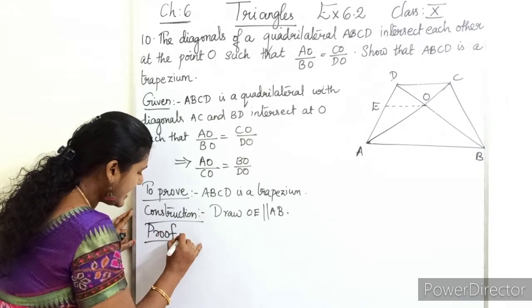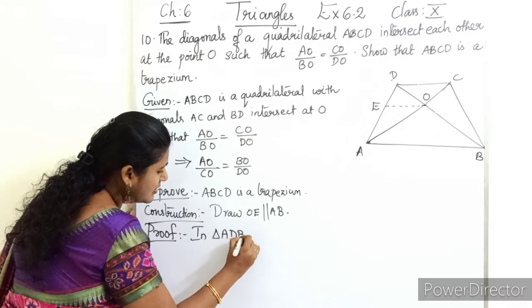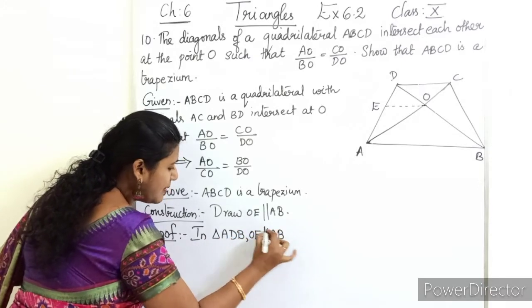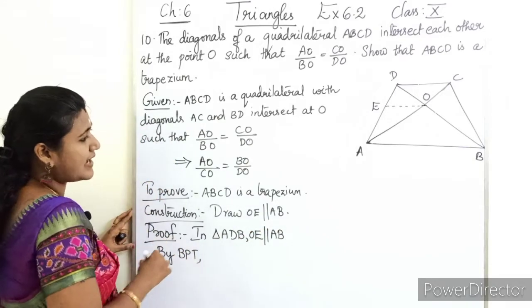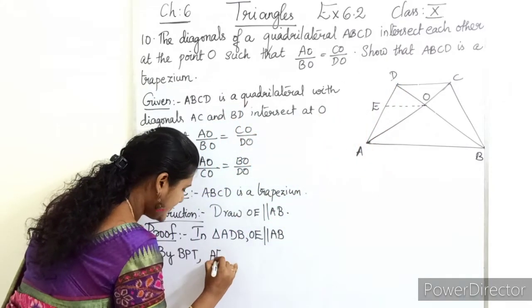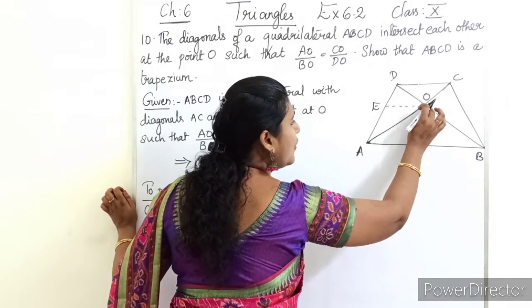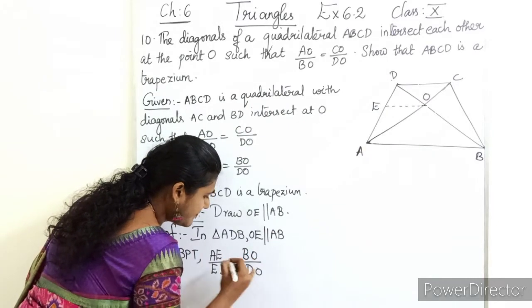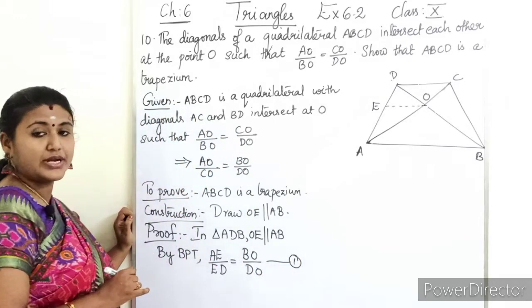In triangle ADB, since OE is parallel to AB, by basic proportionality theorem, we can write AE by ED is equal to BO by DO. So this is the equation. We will name this as equation number 1.